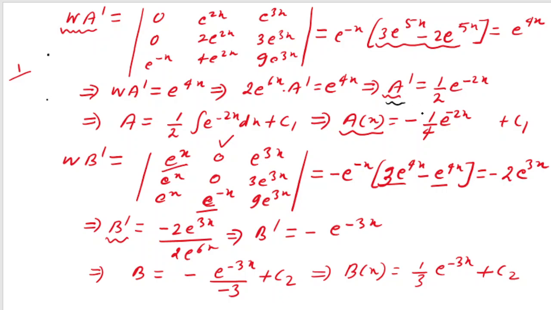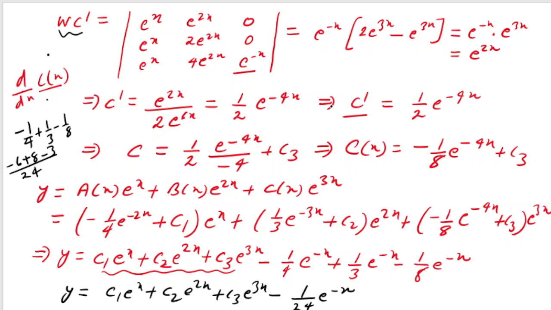Here I made a mistake in the beginning, but I have corrected it later, that the integral of e to the power minus 2x will be e to the power minus 2x by minus 2. Similarly, you get W b dash, and once you get W b dash, you get b dash, and then you integrate it to get b. Finally you solve for W c dash, and then for c dash. Sorry, here also we have already integrated. So you solve it for c dash, and then you integrate to get the value of c, which is nothing but a function of x. Then you write the solution as a of x into y1, b of x into y2, and c of x into y3. You get the values of a, b and c, and then you simplify the terms. What you get is the final solution.